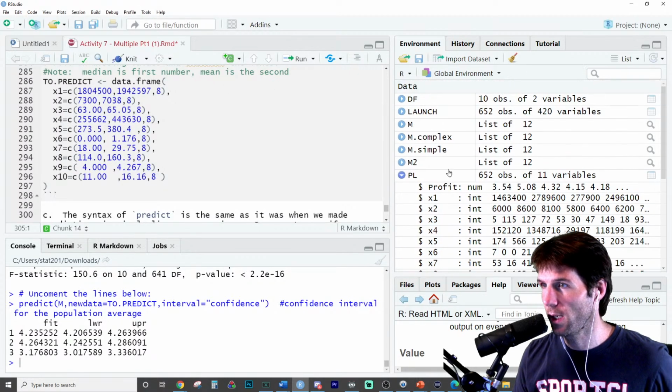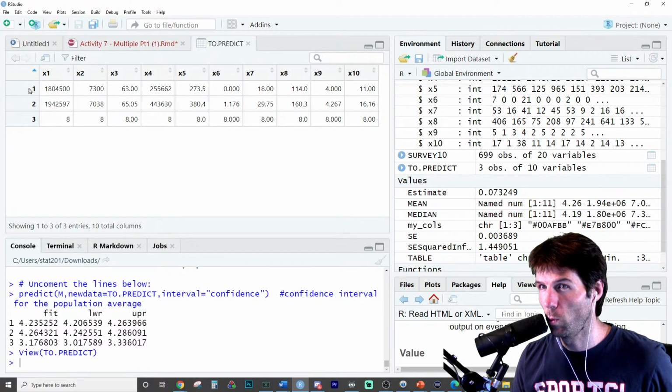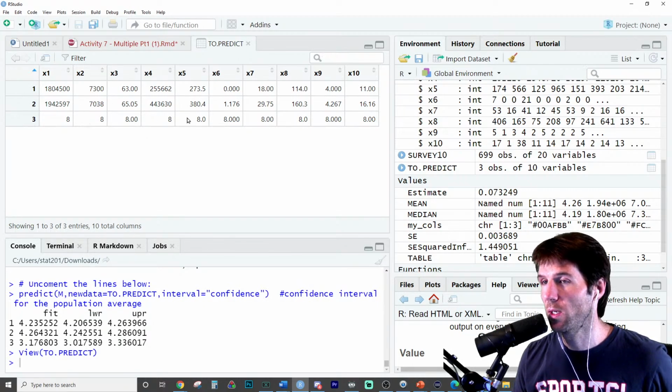And it's probably better if we look at this. The toPredict data frame might make some more sense. Look at this. This is person 1 with their values of the x's. This is person 2 with their values of the x's. And person 3, because of decimals and stuff, they're just 8, 8, 8, 8, 8, 8, 8.